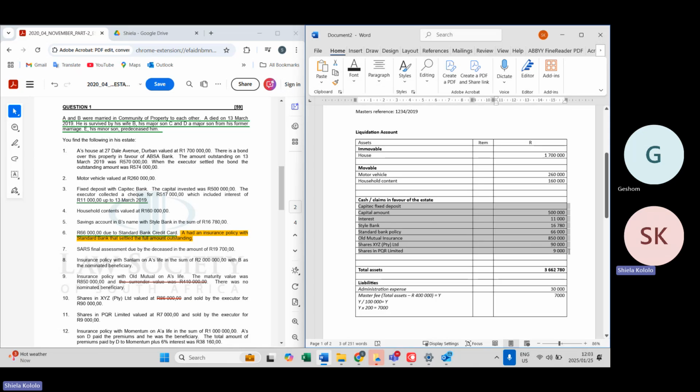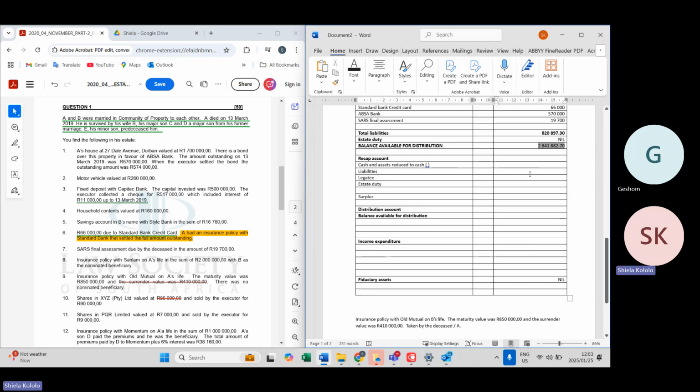all this, add it together and get a total for it. Once we have a total, we take that total and put it here. And then we minus the liabilities. And if there was a legatee, a specific bequest, let's say there's a line... Oh, I made a mistake. I meant you minus these liabilities.